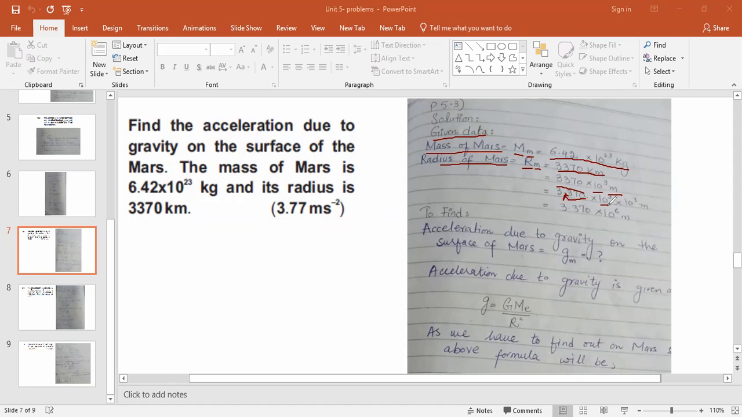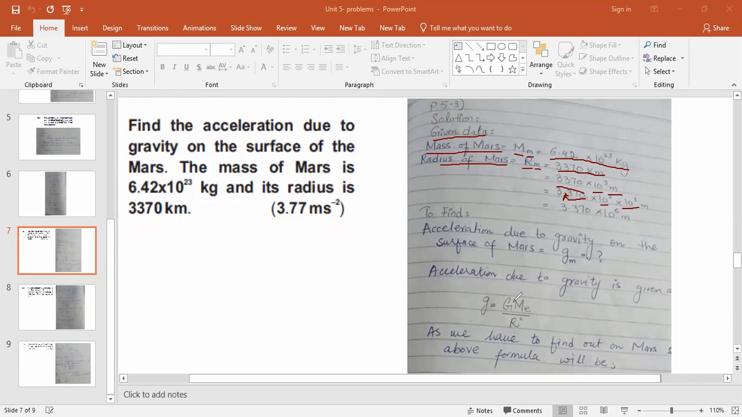So this 10 raised to power 3 and this 10 raised to... Ma'am, why did we move the point? What's the reason to move the point? The reason is that when we calculate the value, the mass and the acceleration due to gravity, the mass of Earth, is also given in 10 raised to power 6, right? And this is the radius of Mars. If we write it in 10 raised to power 6, it will be easy for us to do the calculation.